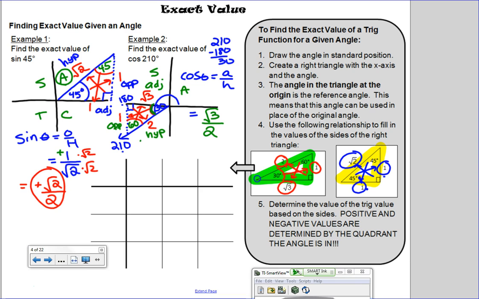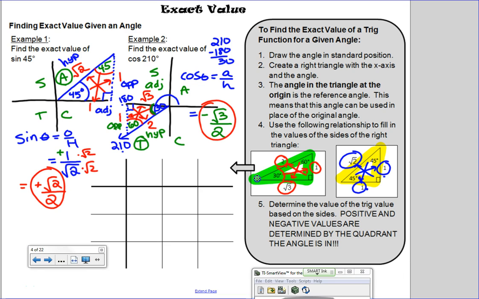A, S, T, C. I'm in the T quadrant, which means that tangent is positive, but cosine is negative. So I have to make sure that I put a negative sign on my answer. And that's it. We don't have to rationalize. That is the exact value of cosine of 210.